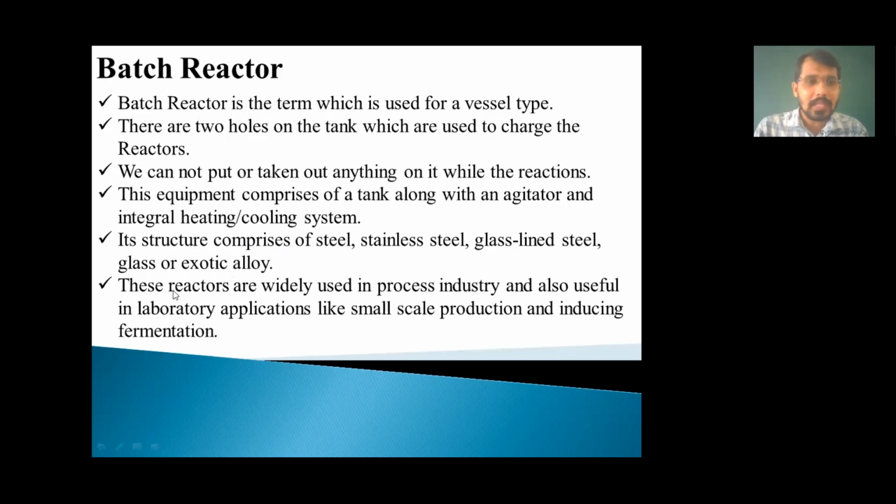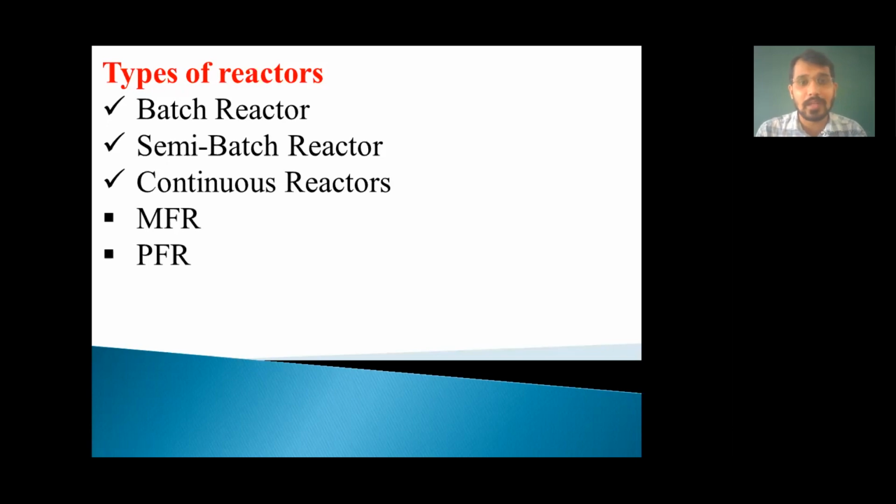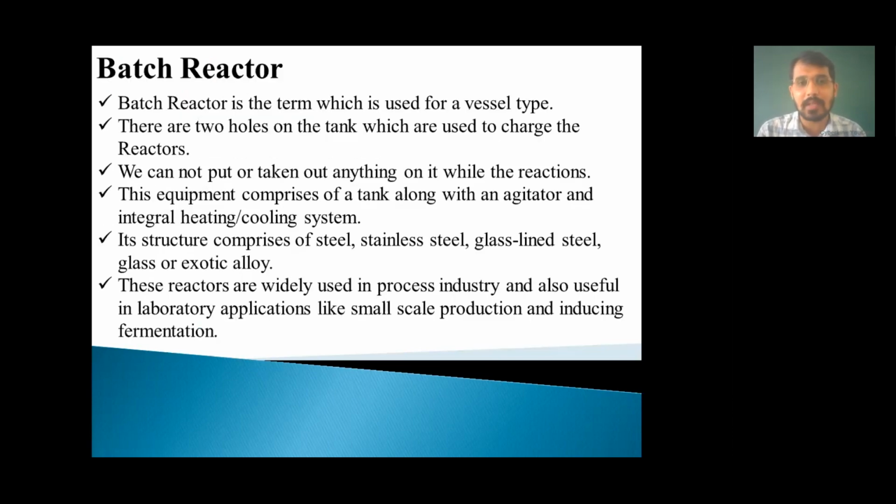The last point about batch reactor is that these reactors are widely used in the process industry and are also useful in laboratory applications like small scale production and inducing fermentation. Means this type of reactor can be used for a small scale industry. But there are other types of reactors such as MFR and PFR, which are continuous reactors. These reactors can be used in large scale industry. If you are dealing with specialty chemicals, means customized chemicals, or I can say purity, if you are dealing with purity, then you can go for a batch reactor.